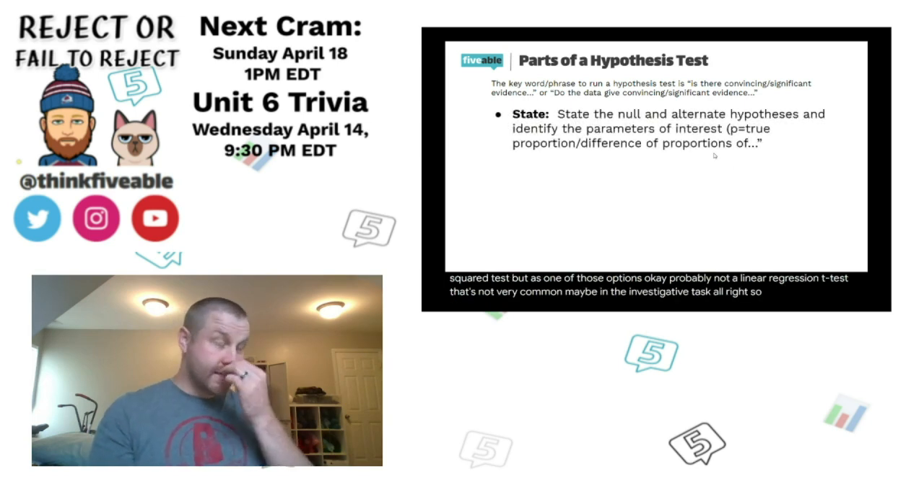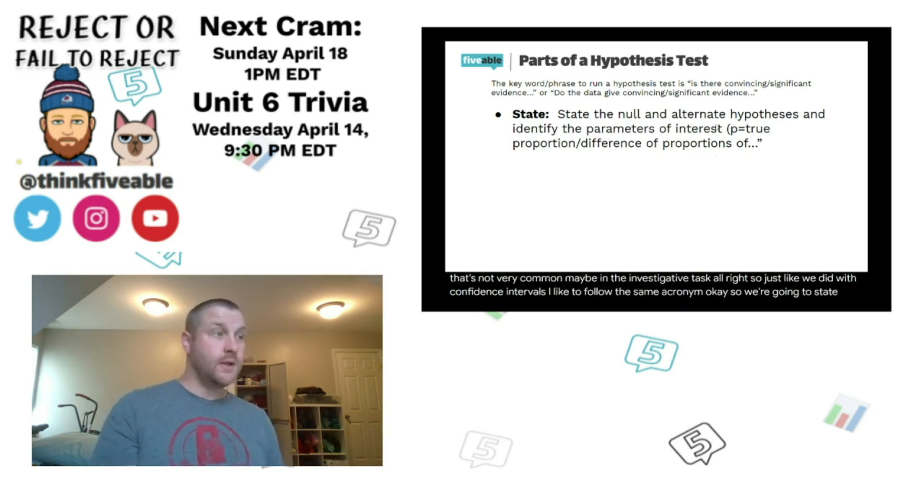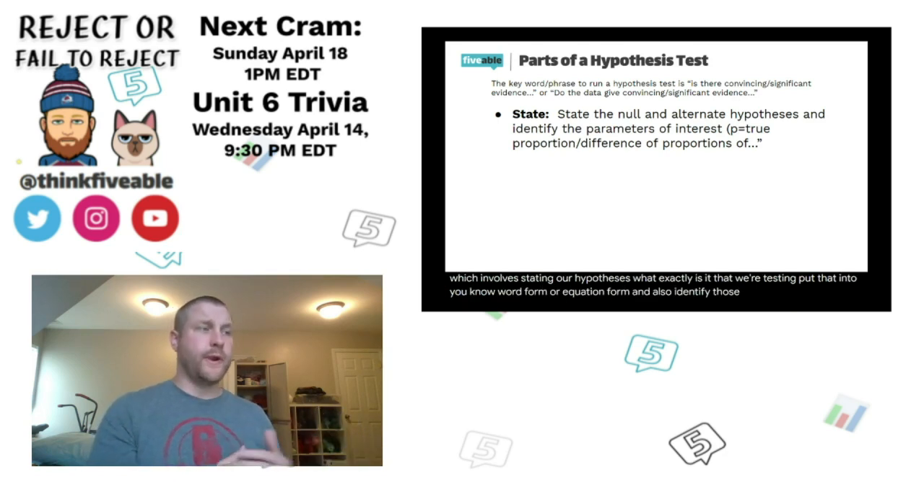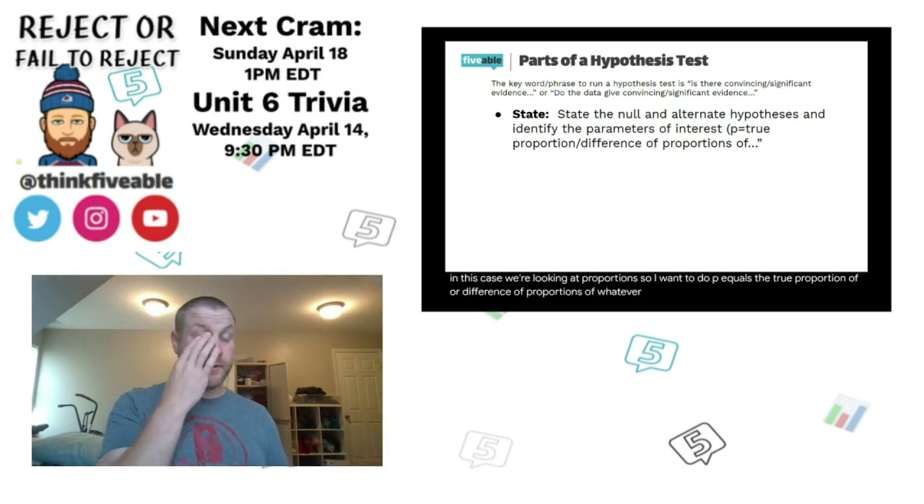All right, so just like we did with confidence intervals, I like to follow the same acronym. So we're going to state, which involves stating our hypotheses. What exactly is it that we're testing? Put that into word form or equation form. And also identify those parameters of interest. So in this case, we're looking at proportions. So I want to do p equals the true proportion of, or difference of proportions of, whatever variable it is that I'm looking at.